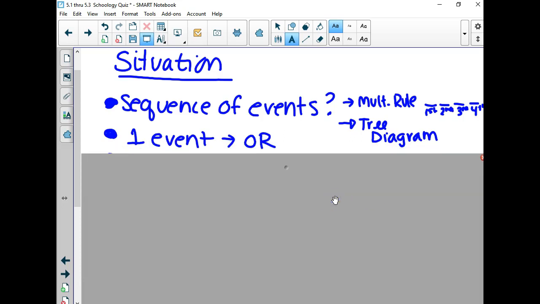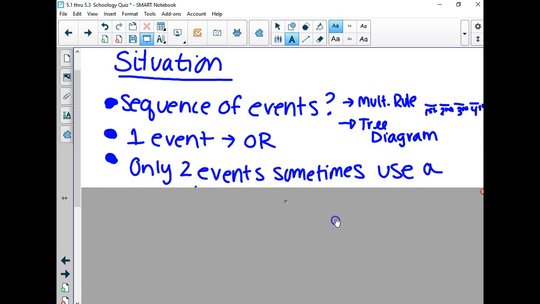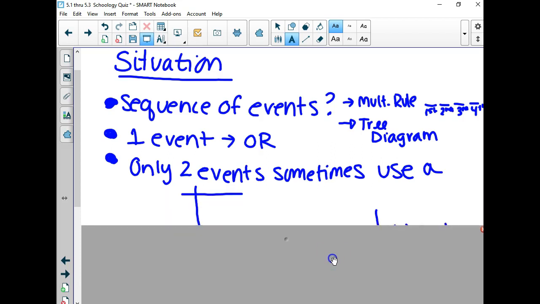Next, another situation might be that you have only one event taking place. In that case, it could be a simple probability, or it could be where they say the word or. You'll need your addition rule there. If there's only two events and they're asking about the probability of one or both events happening, you may want to draw a little two-way table, and I'm going to give you an example of that in the problems coming up.